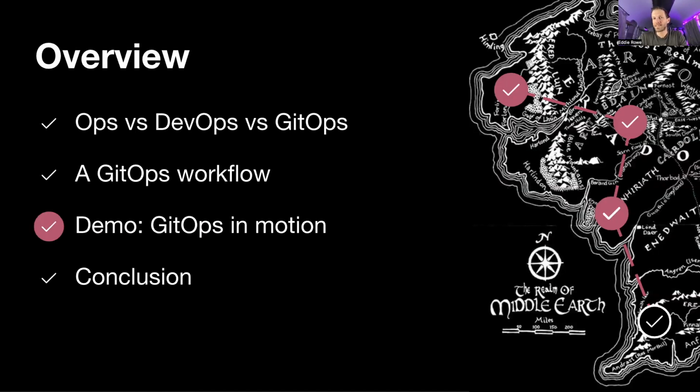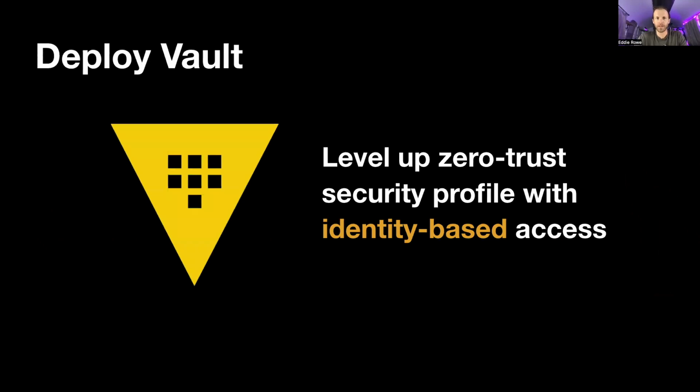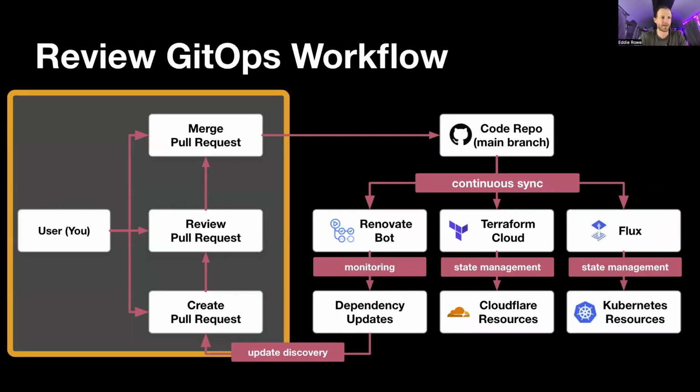Now that you've seen the what, the why, and the how of GitOps, let's dive into a demo to see it in action. So let's deploy something. I want to level up my Zero Trust security profile with identity-based access. So I want to deploy Vault in my environment and start setting up Vault. And again, this is how we're going to do it. We're going to create a pull request, review the changes, and merge that request. So let's check it out.